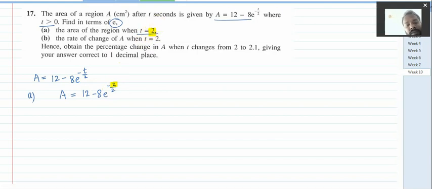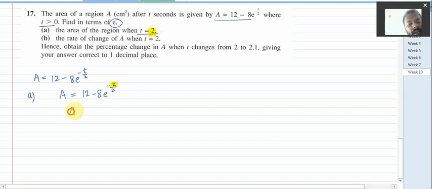Now we need to solve it. So A = 12 - 8e^(-1), and it will be 12 - 8 divided by e, since it changes the sign of the power. After taking LCM it will be (12e - 8)/e. That is your area when the value of t is 2, and we are going to leave our answer in terms of e. So that is my first part answer.